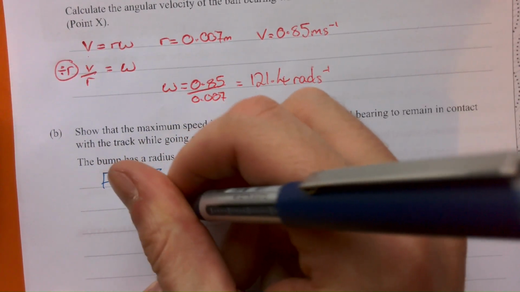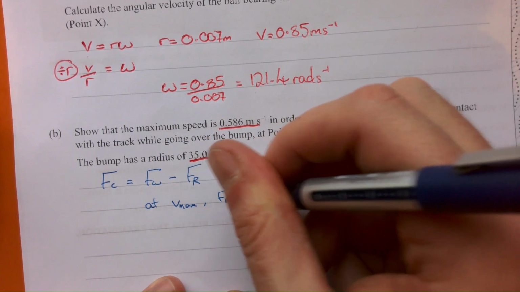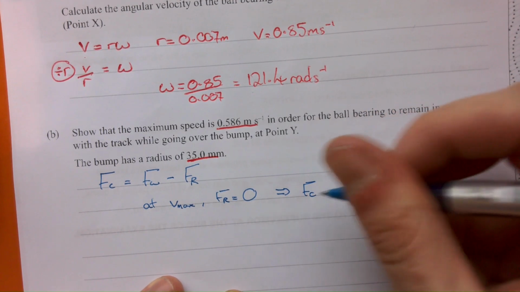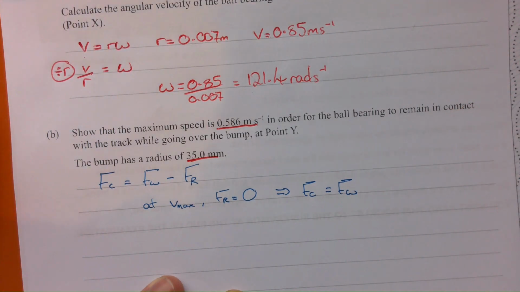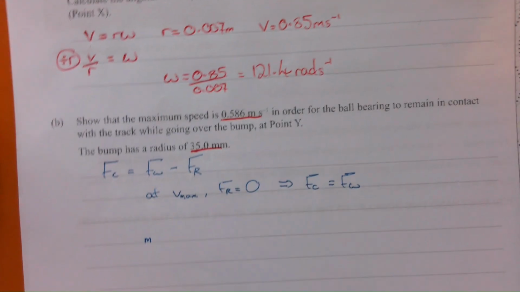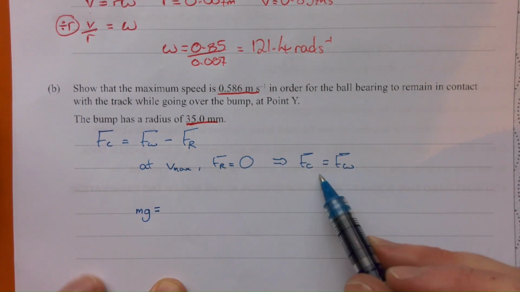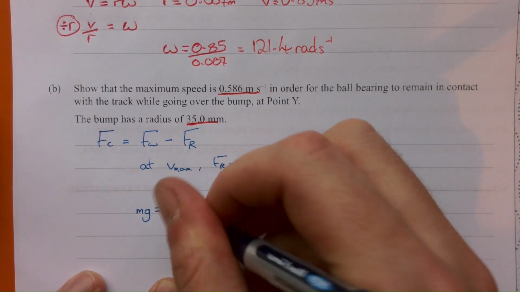So at Vmax, Fr is equal to 0. So now my equation becomes Fc equals Fw. My centripetal force equals my weight. Now looking at the equation sheet, we have that mg, the weight force, must therefore be equal to the centripetal force, which is mv squared over r.